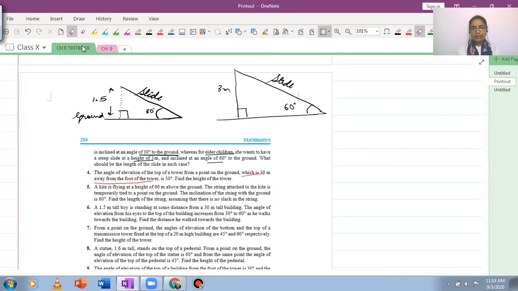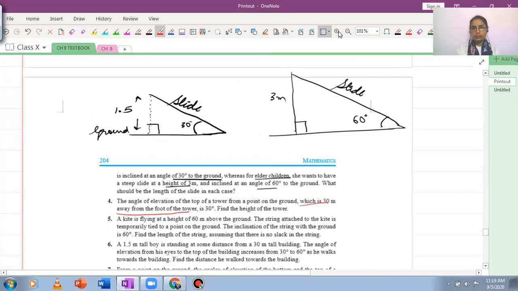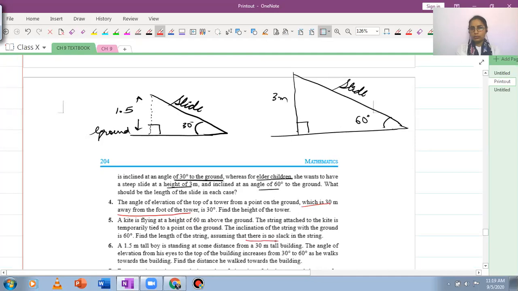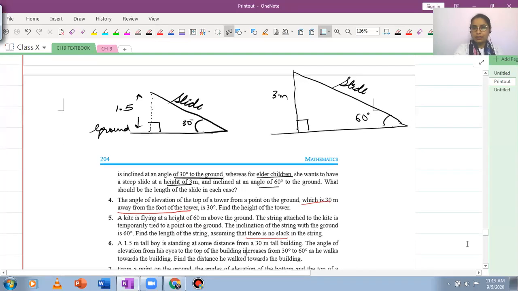Question number 5. A kite is flying at a height of 60 meters above the ground. The string attached to the kite is temporarily tied to a point on the ground. The inclination of the string with the ground is 60 degrees. Find the length of the string, assuming that there is no slack in the string. So this is something which I was mentioning yesterday also. There is no slack, means the string is not loose, it's completely tight and stretched so that it looks like a line segment. That's the sole purpose of mentioning this. Other than that it has no role.